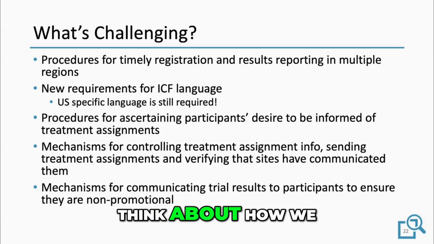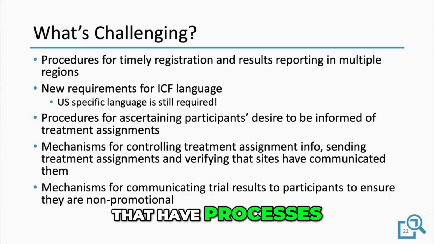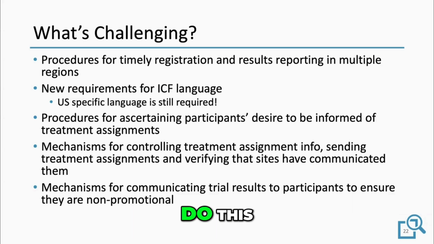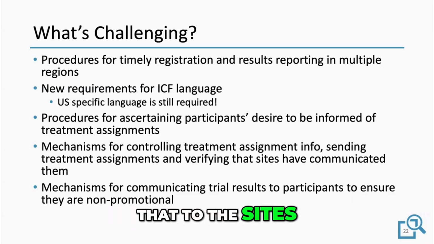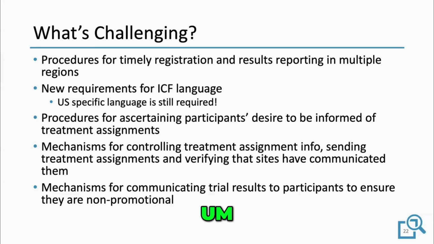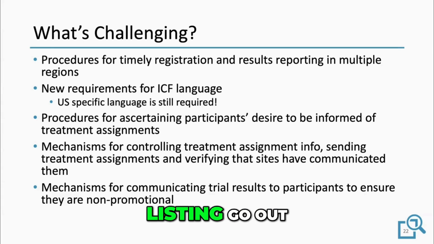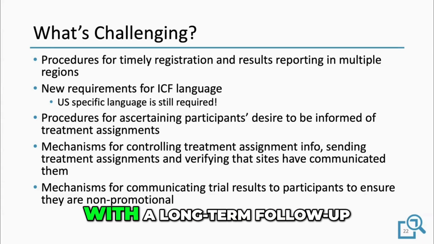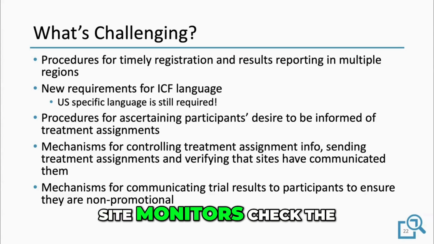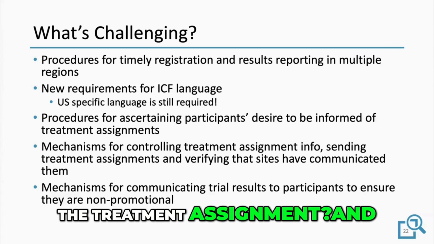Then we have to think about how we are distributing the treatment assignments. And those of you that have processes, I'm sure the rest of us would love to know how you do this. Are we waiting for the CSR to be final and then sending that to the sites? Or are we sending just a list of treatment assignments to each site? And then, how are we QCing that to make sure that it's accurate? Because that would not be good if we had an inaccurate listing go out. If it's a study with a long-term follow-up, are we having the site monitors check the source to see if the sites actually did communicate the treatment assignment?